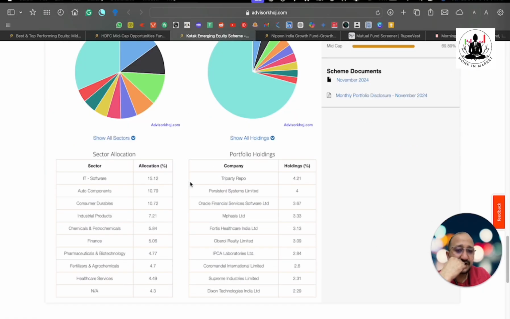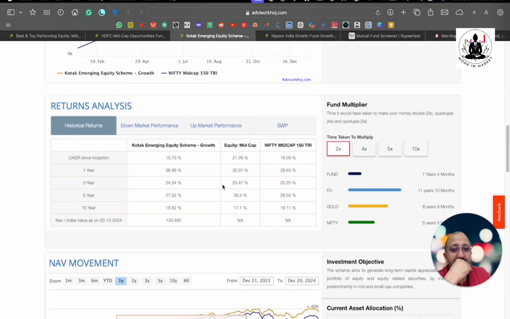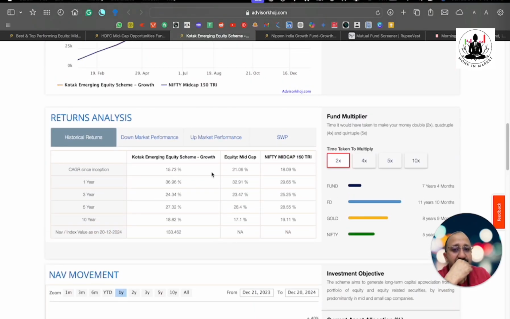We need to see what is the portfolio where they are investing, and we need to compare the returns as well. What were the returns: 1 year return, 3 year returns, 5 year returns, and 10 year returns. We need to compare this thing as well. This is CAGR, guys, average return, right? These are not absolute returns.